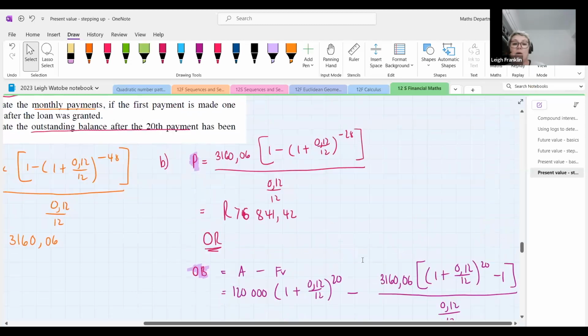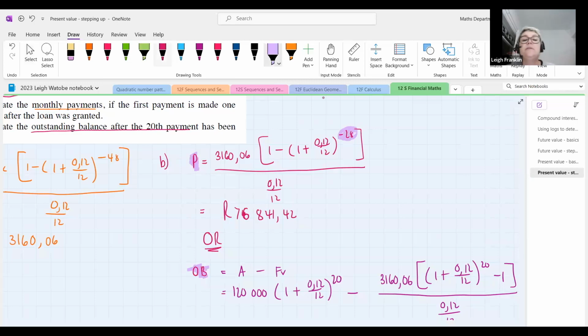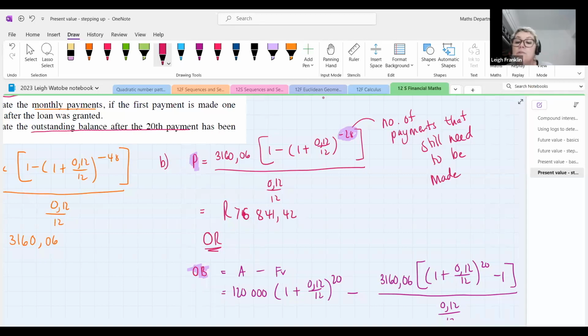So here with present value, this over here is the number of payments that still need to be made. This over here is the number of payments that have been made.